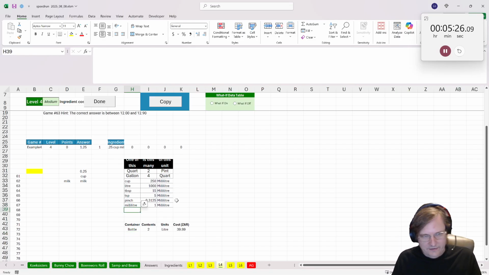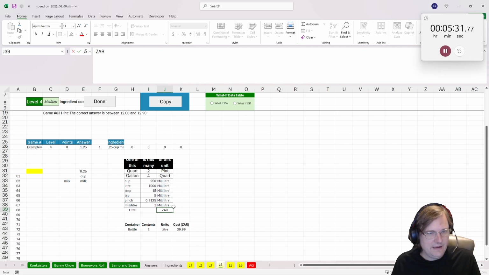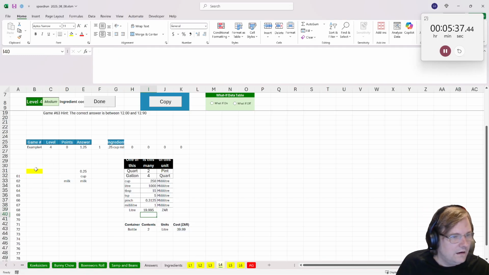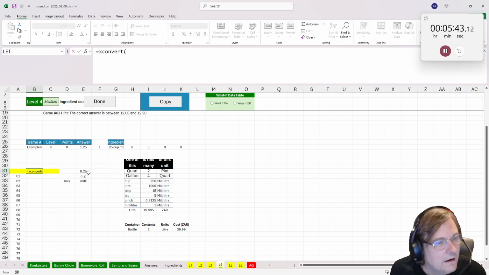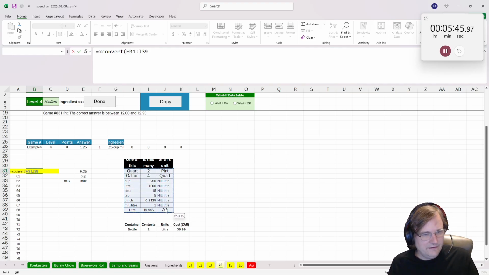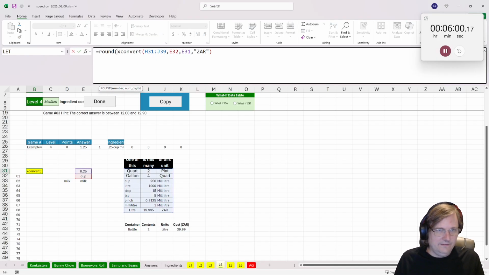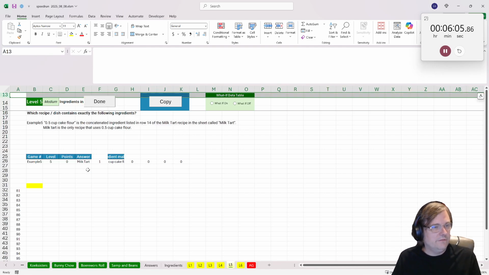So what I want to know is one of that unit is how many ZAR? Well, it's the number of ZAR divided by the quantity. So now this is just XCONVERT using this table. I convert a cup that much, or whatever that unit is, that much of it over to ZAR. And that's that. And it says to round to 2 decimal places. All right, there's level 4.